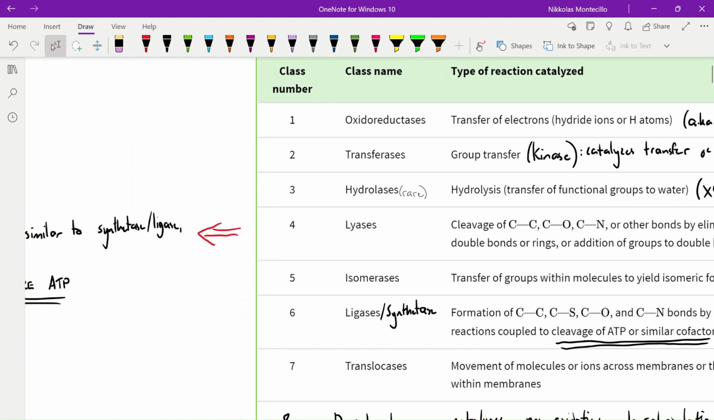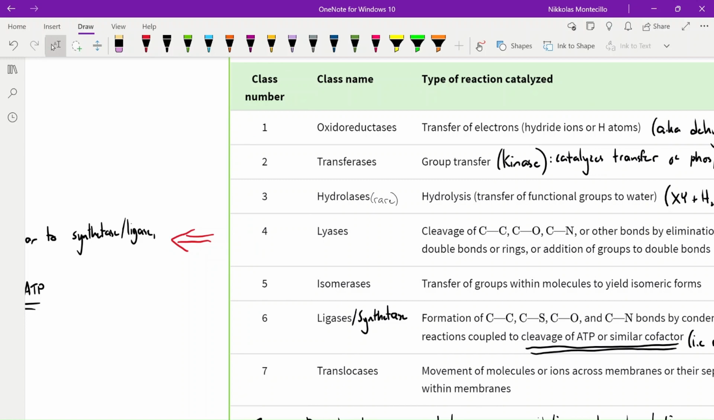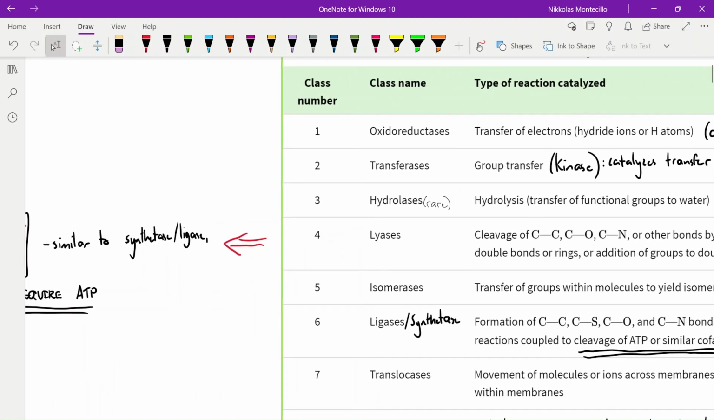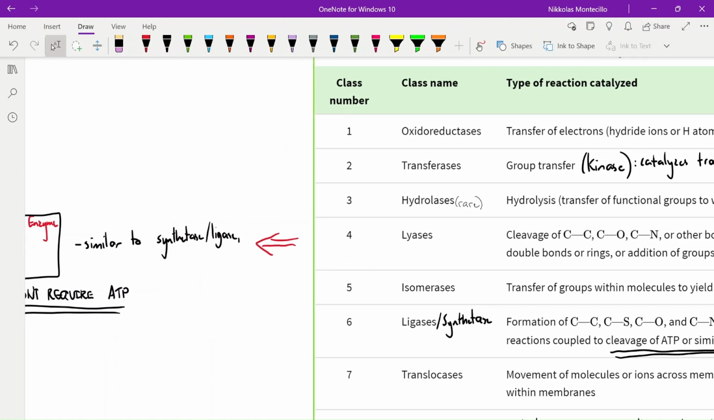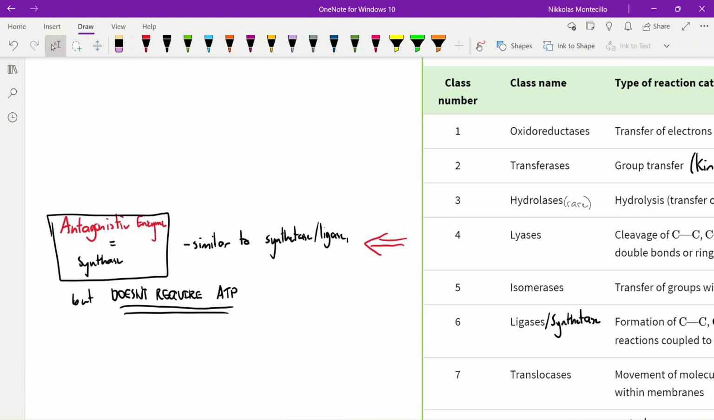Right? There's an enzyme that is similar to ligases and synthetases, which is called synthase, not synthetase. But synthase is almost the exact same as ligases or synthetases, in the sense that they both facilitate the formation of bonds, but they're different in the sense that synthases don't require ATP. Okay?